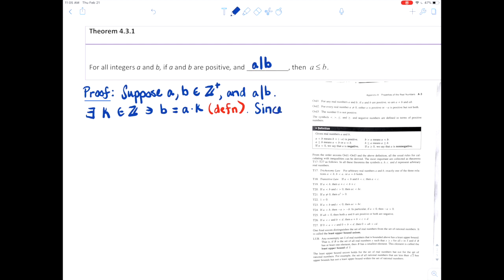Good so far? All right. Since a and b are both positive, what do you think? Well, wouldn't it follow that k is positive?